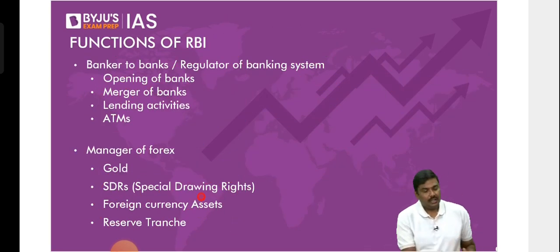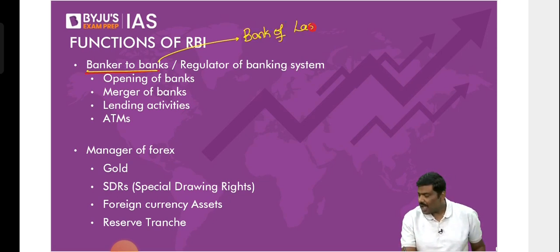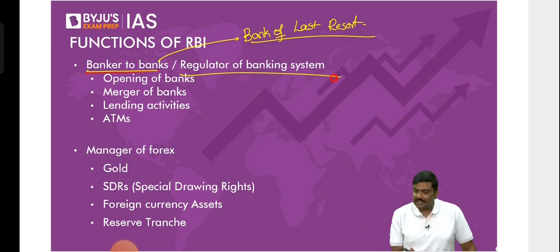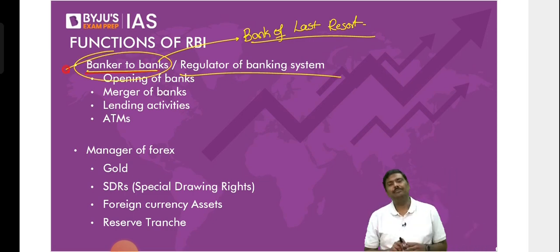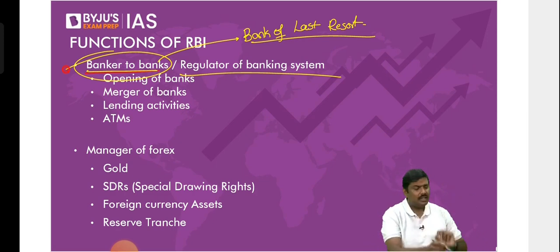Banker to the banks. RBI is also referred to as Bank of Last Resort. RBI is also the regulator of the banking sector. Why is it so? Understand this. Why is it referred to as a banker to banks? Simple. The banks are allowed to take loans from RBI. We have discussed this: repo rate, bank rate. Are the banks allowed to take a loan from RBI? Of course, yes. Banker to banks.